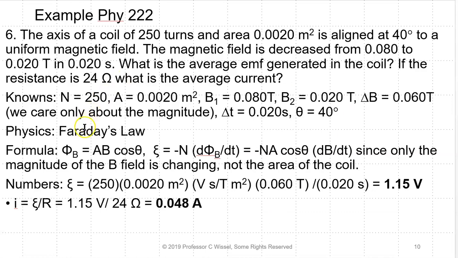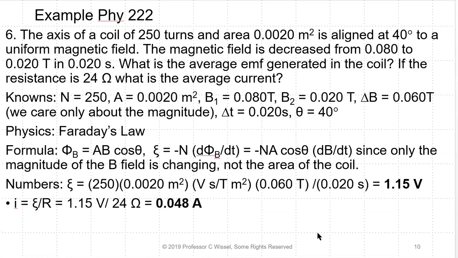Write down the knowns. N is 250 turns. The area is 0.0020 square meters. B1 is 0.080 Tesla. B2 is 0.020 Tesla. The change in magnetic field is just the subtraction of those two, which is 0.060 Tesla. Again, we only care about the magnitude. And the time lapse is 0.020 seconds, and theta equals 40 degrees.